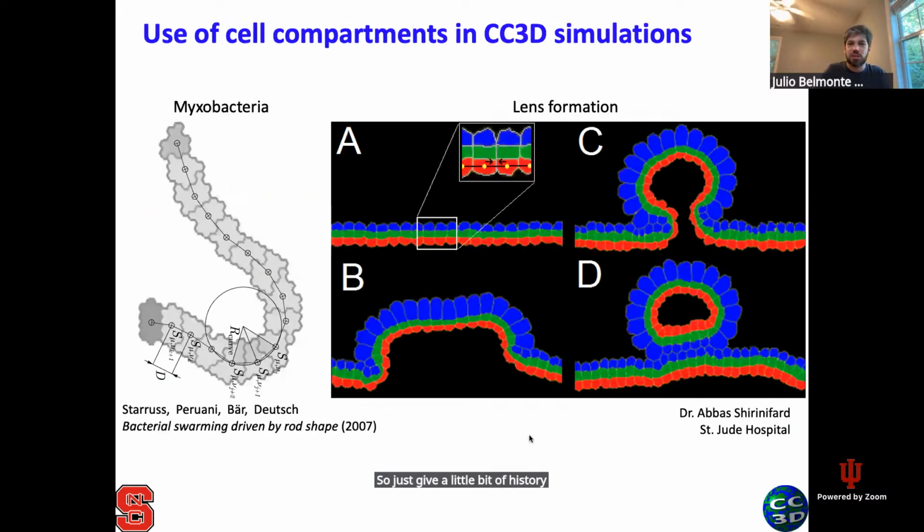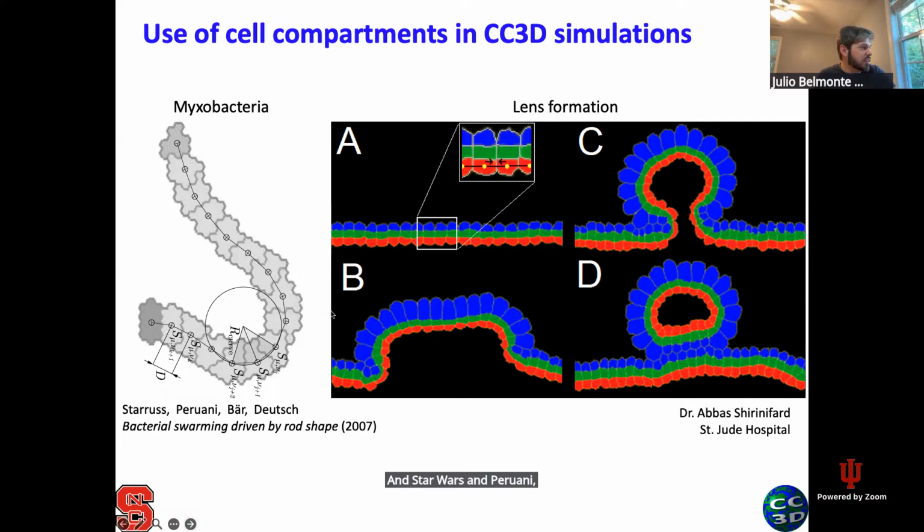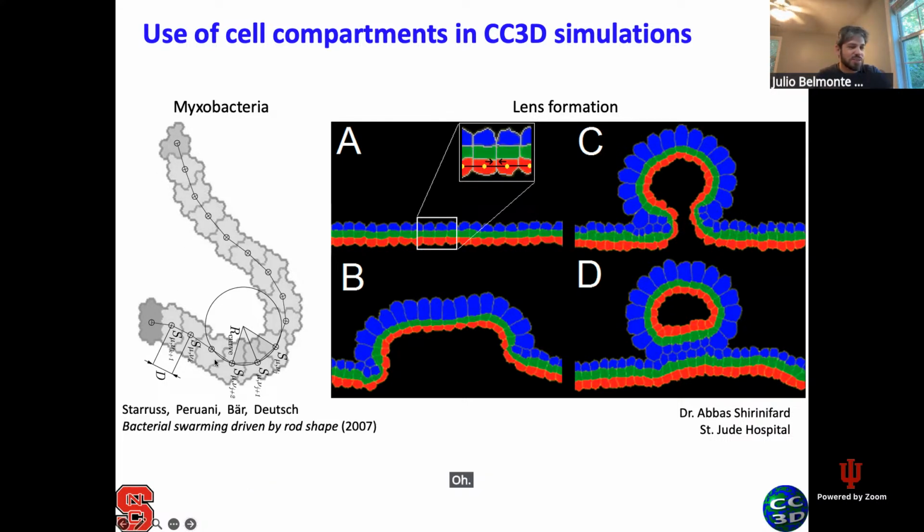The idea of using cell compartments was first used in cellular Potts models to model myxobacteria, by the group of Andreas Deutsch and Fernando Peruani, where you can see that the cells are made of a mix of bacteria, and the cells have a front and a tail and a lot of spatial bodies in between.